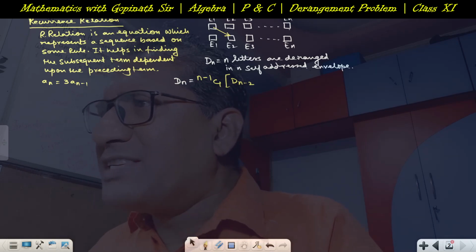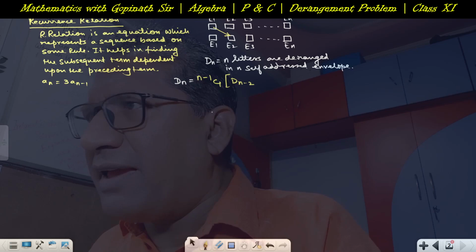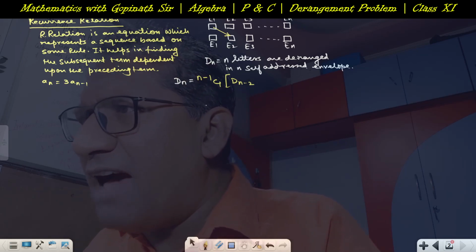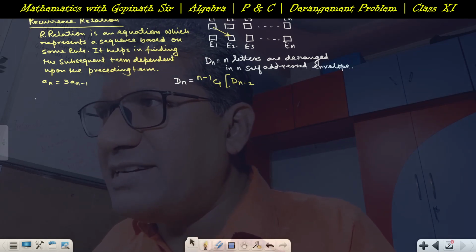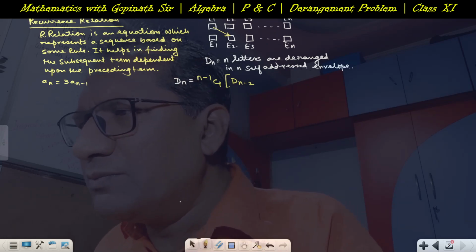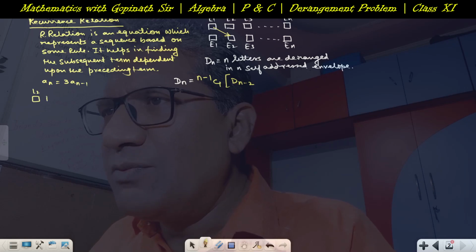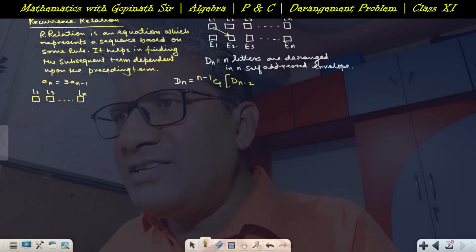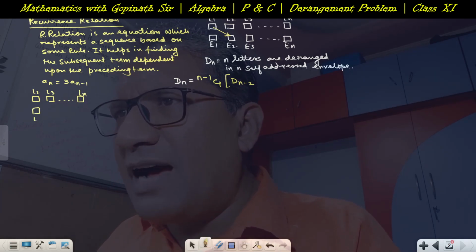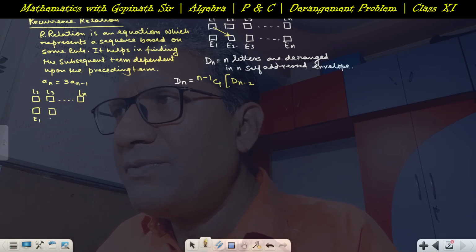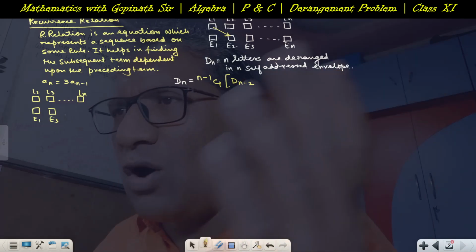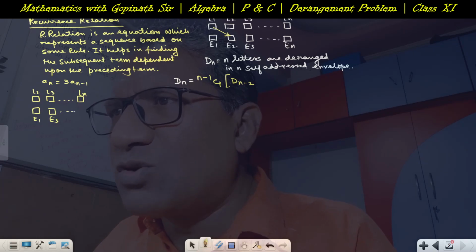What I want to say is, now look carefully, we have the letters, let me write it here, L2. What are the letters we have? We have L2, L3, and so on, up to Ln letters, and the envelopes are E1, E3, E2 has already been occupied by L1, so I'm not writing it, En.